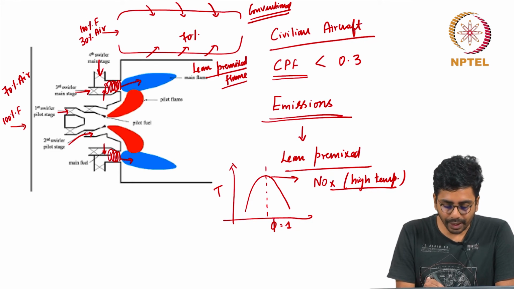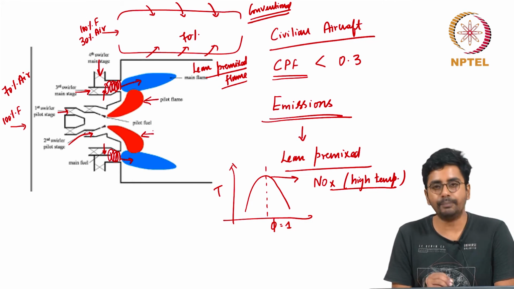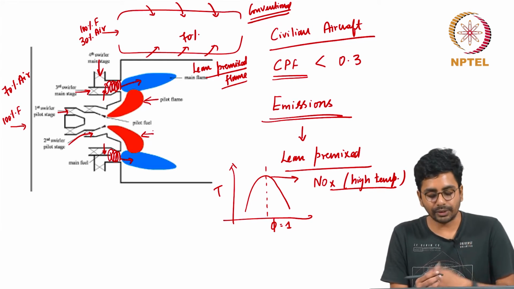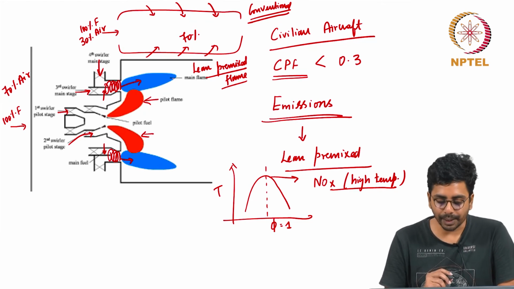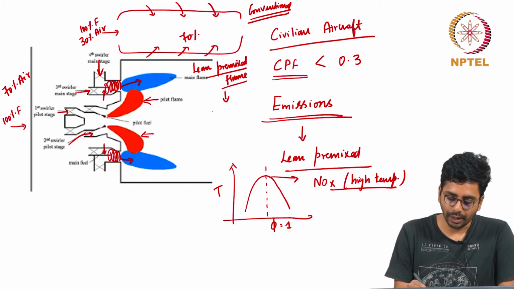You would still require a non-premixed pilot flame at low loads and to ensure stability of the flame, but most of the heat release happens in the lean premix conditions, leading to ultra low NOx.